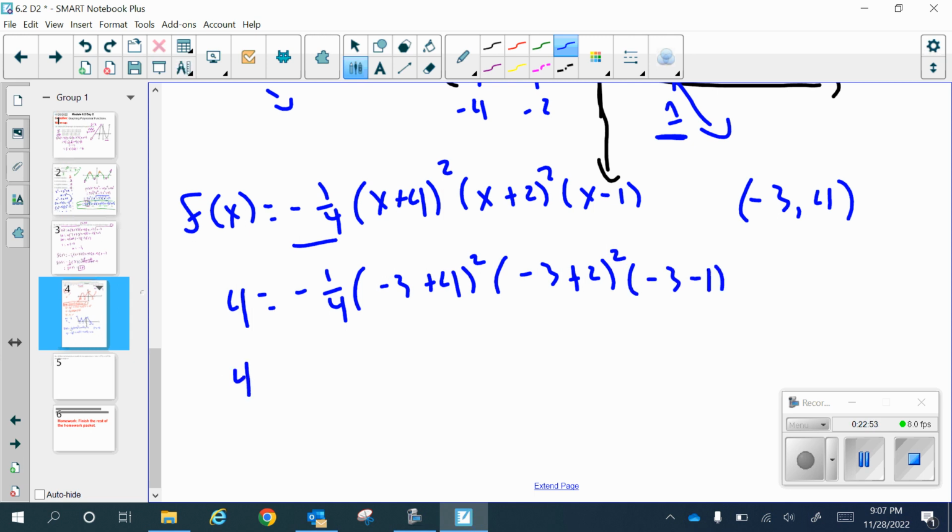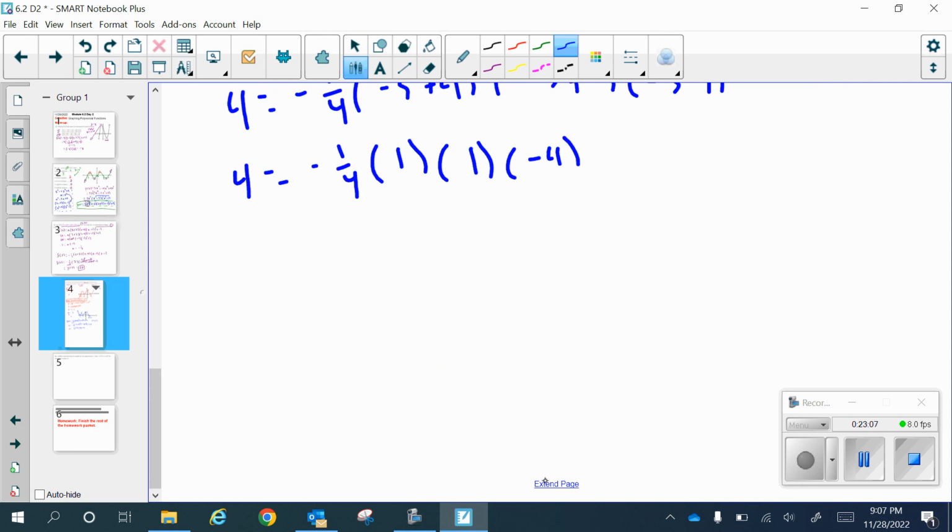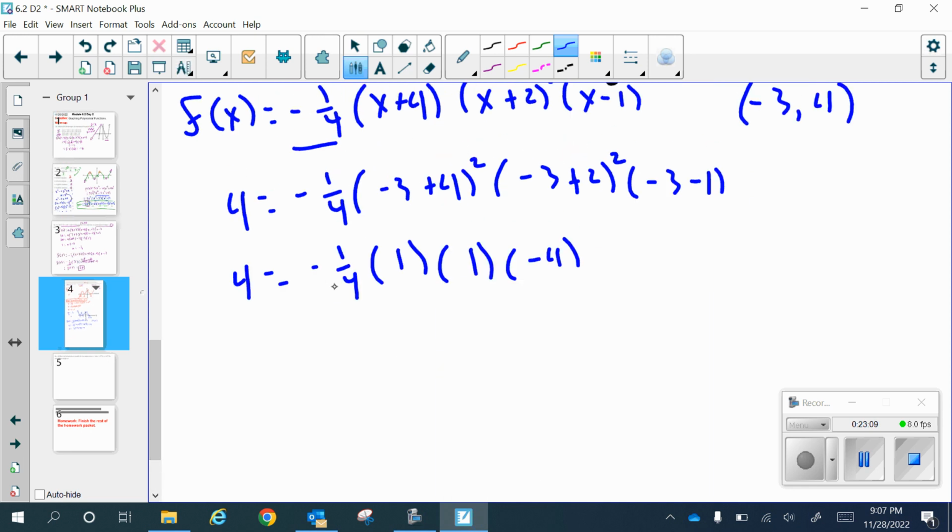So I get 4 equals -1/4. -3 plus 4 is 1. 1 squared is just 1. -3 plus 2 is -1. -1 squared is also +1. -3 minus 1 is -4, and it's just raised to the first power, so nothing happens there. So what I get is -1/4 times 1 times 1. These just go away. So I really just have -1/4 times -4, which is just +1.